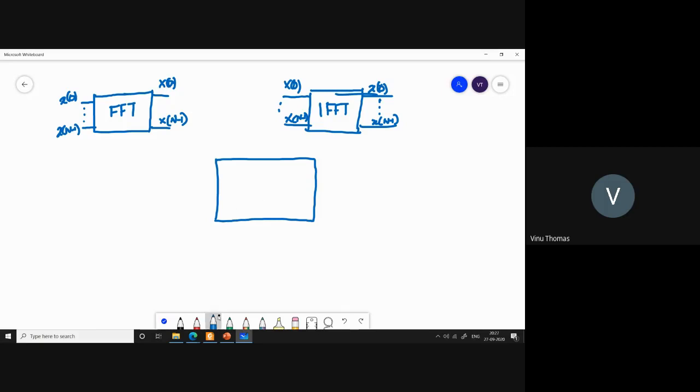This is the FFT algorithm. I will make two modifications. The first modification is to replace Wn by Wn raised to minus 1. And the second is to divide the output by n. This should give you the IFFT. So if these two changes are made, replacing Wn by Wn raised to minus 1 and dividing the output by n.